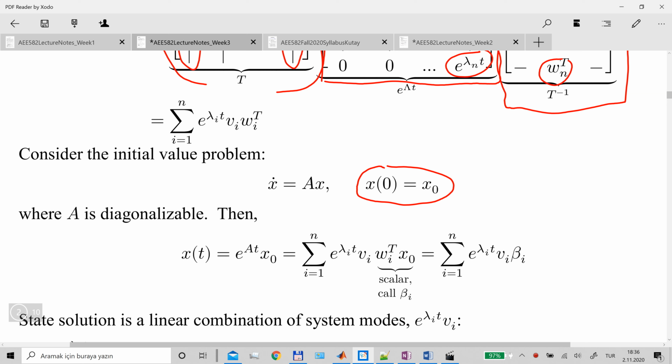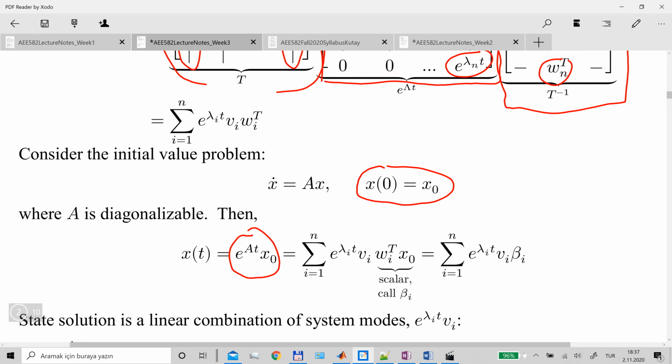Then the response of the system will be given by this operation. But now we know that this matrix exponential can be written in the form of this summation. And when you multiply that with the initial condition, you will get a scalar term in the end. So this is a row vector. You multiply that row vector with the column vector. The result will be a scalar. Then the solution will be given in this form, where you have a time-dependent exponential term times the eigenvector and some scalar.